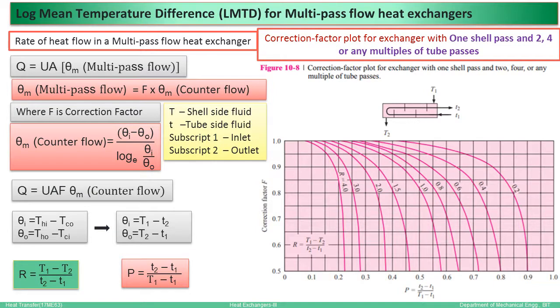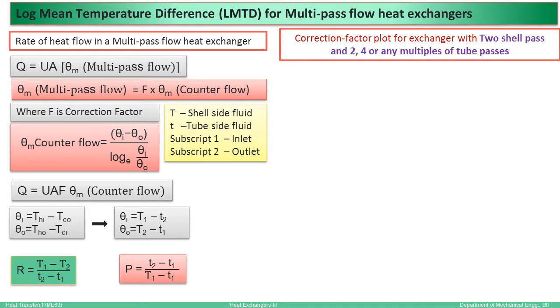Here also you can see P is on the x coordinate, the correction factor is on the y coordinate, and for different values of R the curves are plotted. By knowing P and R and extending that to the y intercept, that is the correction factor, you can get the correction factor for particular values of temperatures, that is T1, T2, and the capital ones also, the hot and cold fluid temperatures. And a similar plot is available for 2 shell passes and 2, 4, 6, 8 or any multiples of tube passes also.